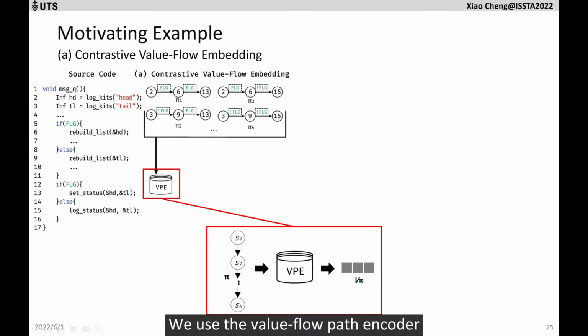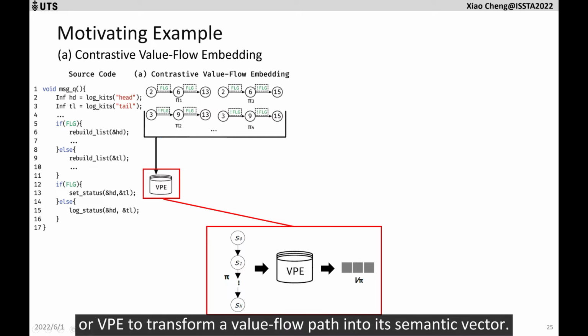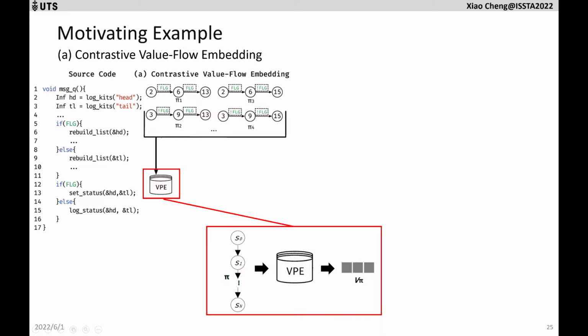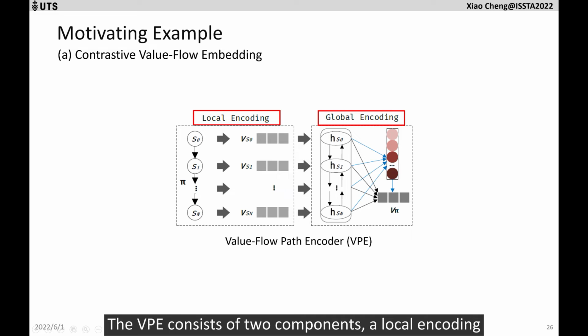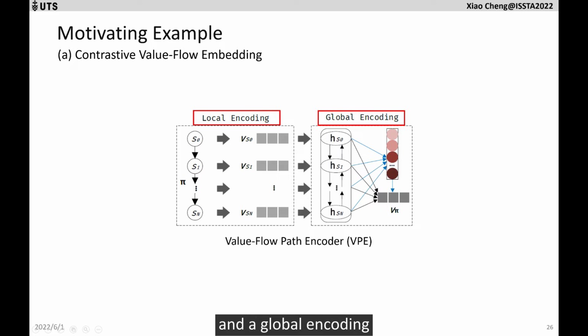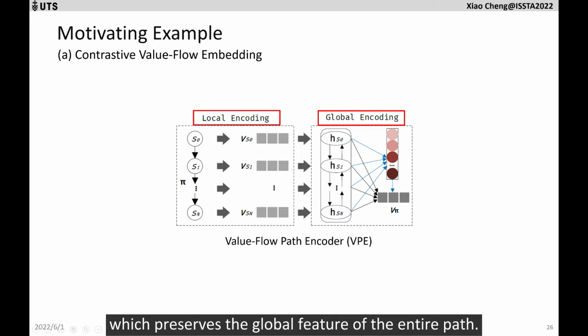We use the value flow path encoder, or VPE, to transform a value flow path into its semantic vector. The VPE consists of two components: a local encoding, which captures the local feature of each statement, and a global encoding, which preserves the global feature of the entire path.